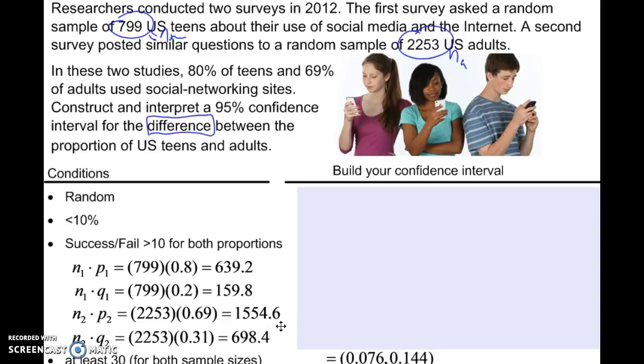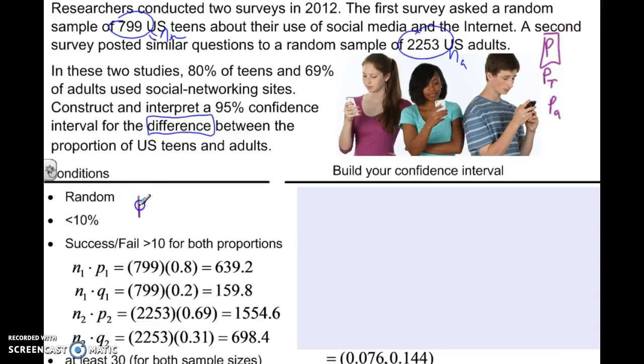It passes the conditions. If you're doing PANIC, for a confidence interval, let's just think through PANIC. P is your parameter. In this case, you might want to define what P is. So we could say in words: P of T is the proportion of teens using social media, and P of A is the proportion of adults using social media. So that's your P in PANIC.